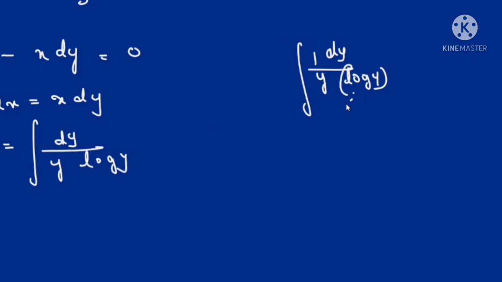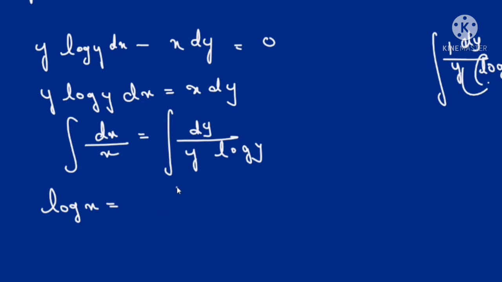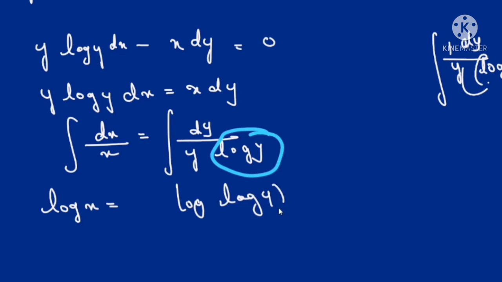Integral. Log y's differentiation is 1 by y. Or you can use the substitution method. The differentiation of log y, if it is there, then we can say it is log of log y. Because the differentiation of log y is 1 by y, it is there in the numerator. So log of log y, plus you can put the constant as log c.